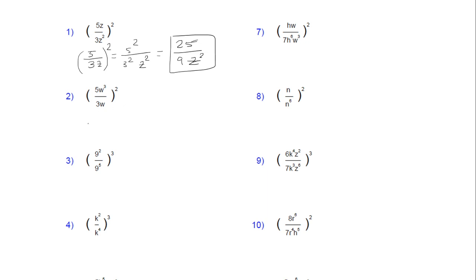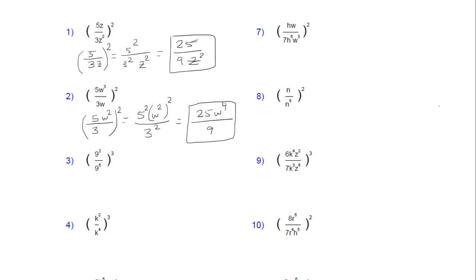For 2, 5 over 3 cannot be simplified, but w cubed over w will be w squared. Next, we're going to square everything. So it's 5 squared times w squared squared over 3 squared. 5 squared is 25. W squared squared is w to the 4th. 3 squared is 9.